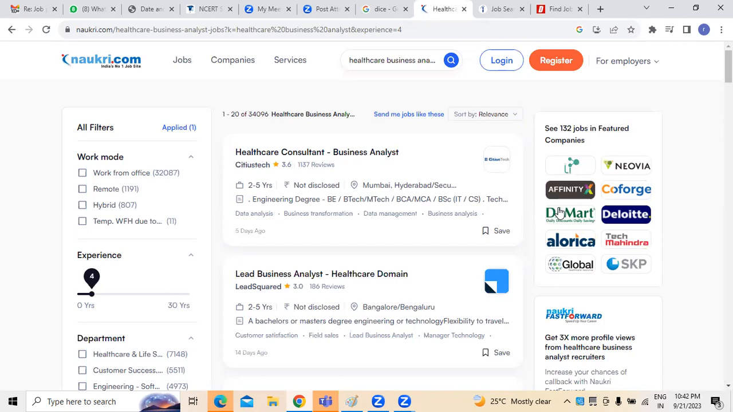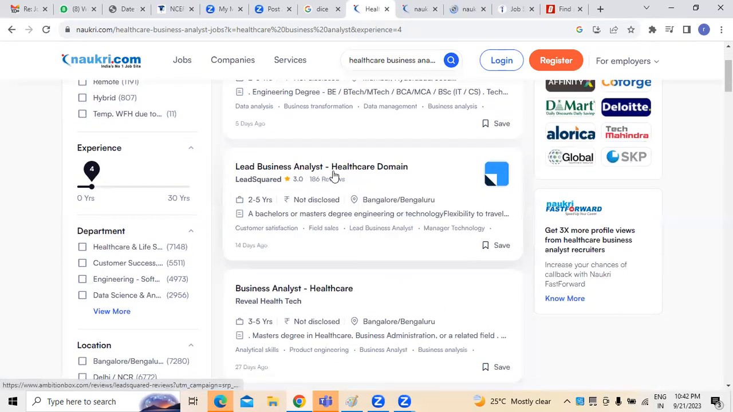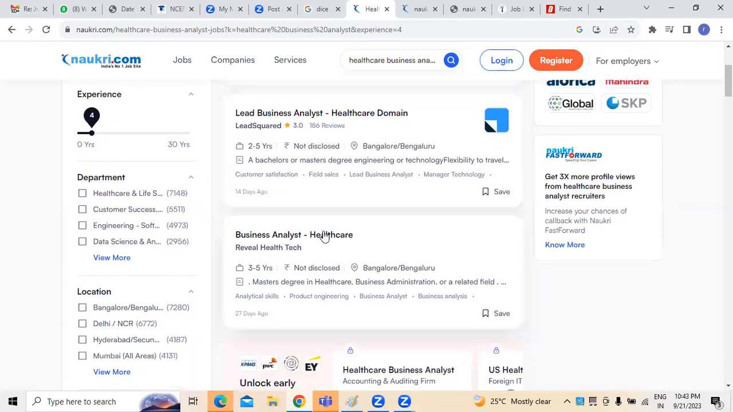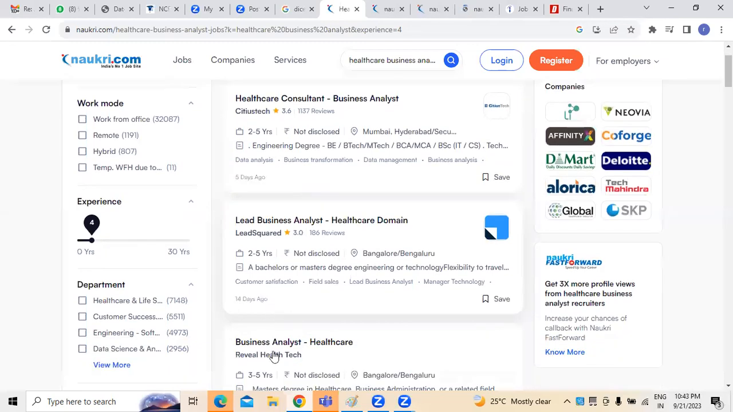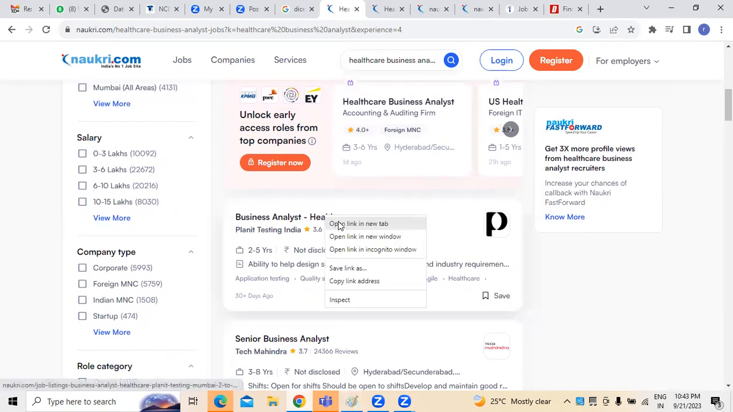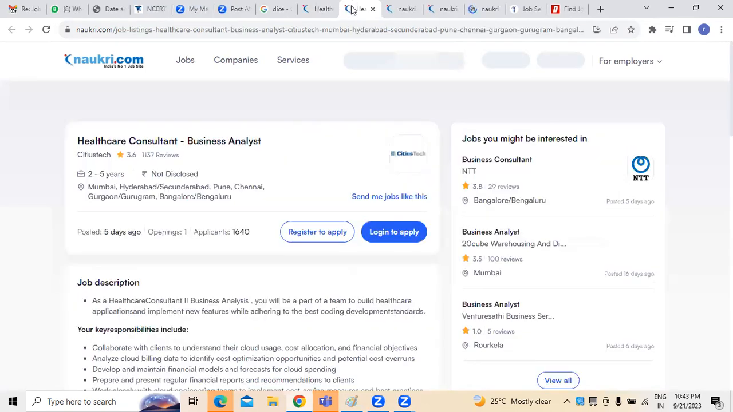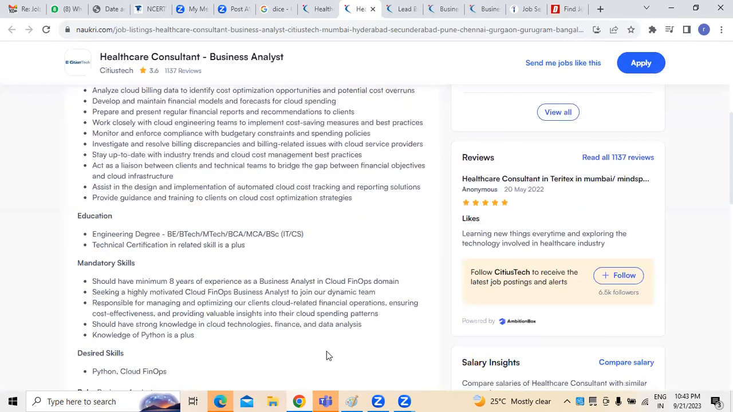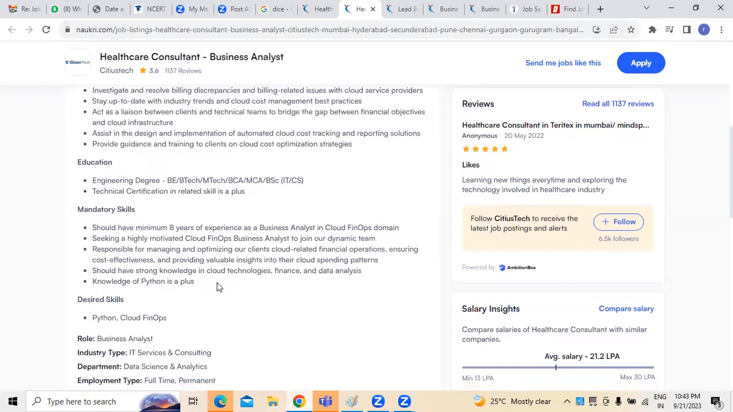Now I am taking some profiles roughly so that you will get some idea. I am taking one profile relating to healthcare consultant BA, healthcare lead business analyst, healthcare domain, with different experiences: 2 to 5 years, 3 to 5 years, like that. So there are 4 job profiles I have taken. Now let me evaluate what skill sets a person should have.